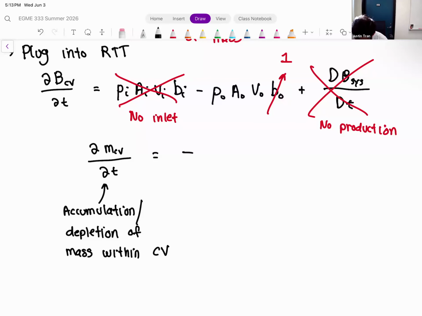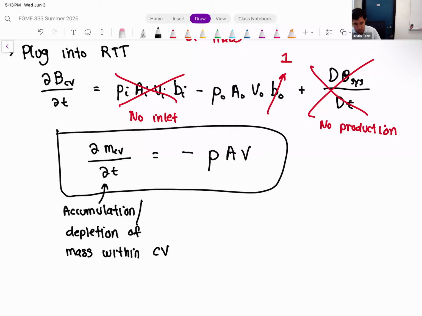This is equal to, we just plug in all those quantities, although in this case we're doing everything in terms of symbols, rho times A times the velocity. And so this tells us that the rate at which mass within the fire extinguisher is being depleted is equal to the product of the fluid density, the cross-sectional area, and the velocity of the fluid coming out.